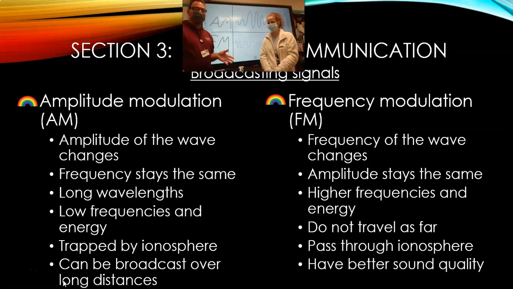FM stations come in very, very clear. However, if you get very far away, you can't pick them up anymore. That's because they have poked through our ionosphere. They've escaped, essentially. Whereas the lower energy AM waves reflect or bounce off the ionosphere, and they can travel further distances. Since they have lower energy, they aren't as clear.